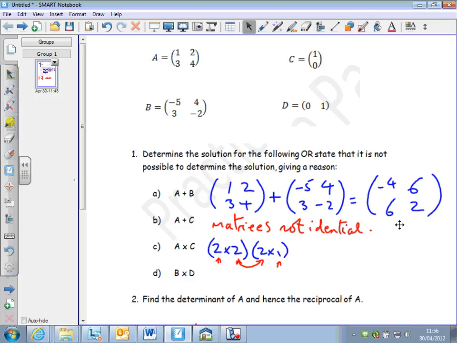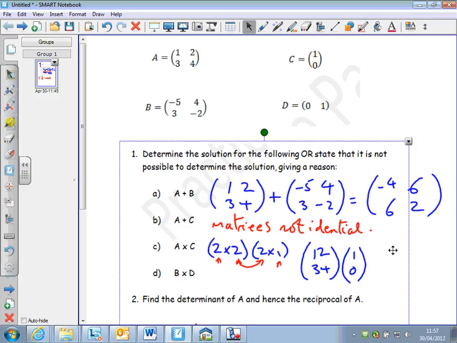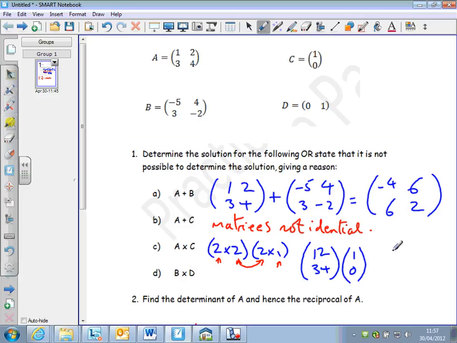So, to do this problem, we would have 1, 2, 3, 4 multiplied by 1, 0. And to do this, we multiply the 1 by the 1 to get 1, plus 2 times 0 is 0, over 3 times 1 is 3, plus 4 times 0 is 0, which gives us 1, 3.